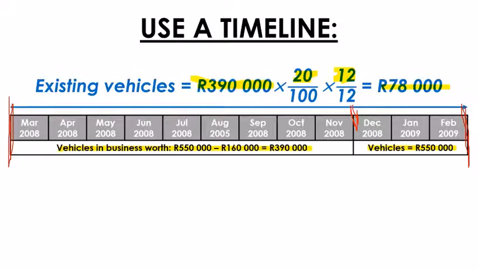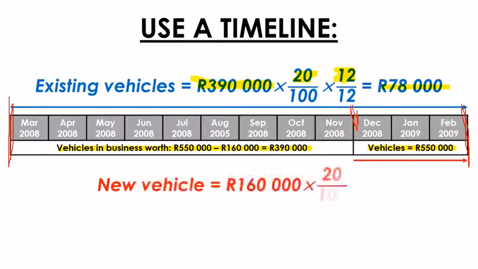But for the vehicle that we bought on the 1st of December, we will only depreciate it from the 1st of December until the end of February, which is 1, 2, 3 months. So the new vehicle with a cost price of 160,000 Rand will be depreciated at a rate of 20%, but it won't be depreciated for the full year because we only bought it on the 1st of December. So it will be depreciated for December, January, and February, which is the 3 months. And therefore, this vehicle lost 8,000 Rand of its value.